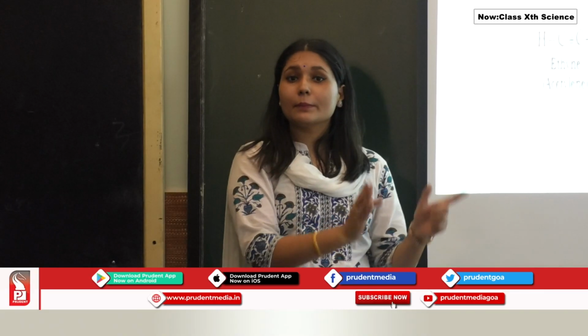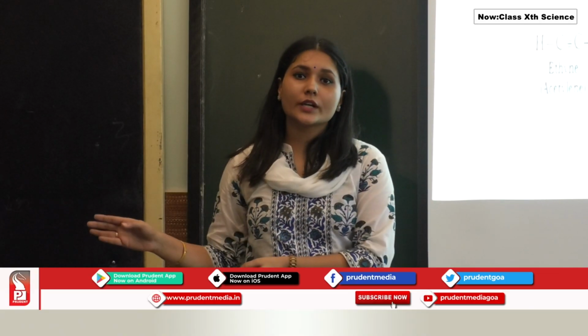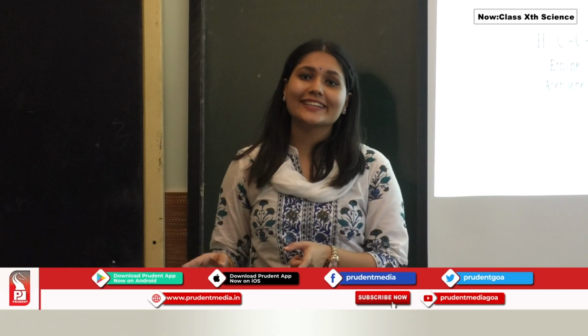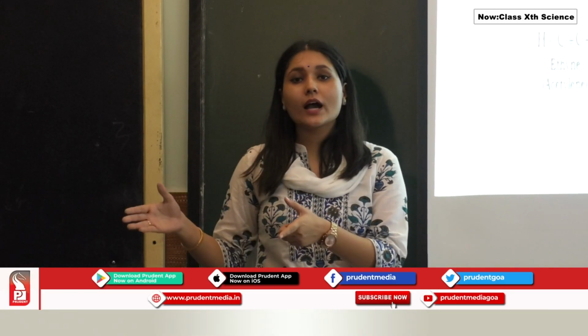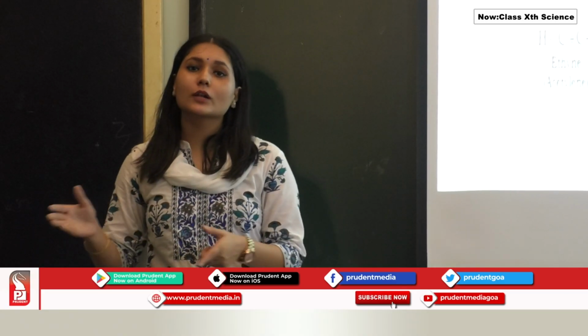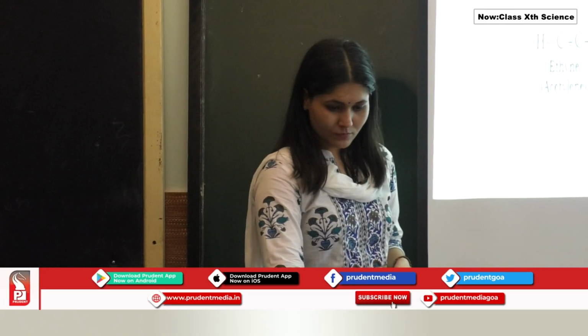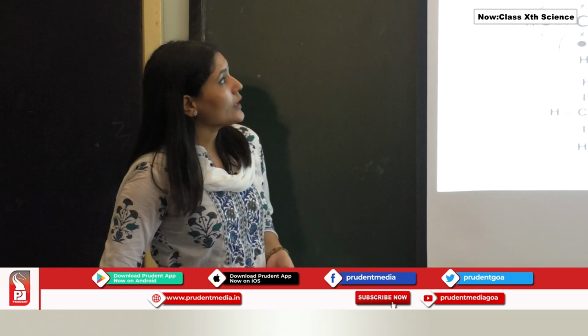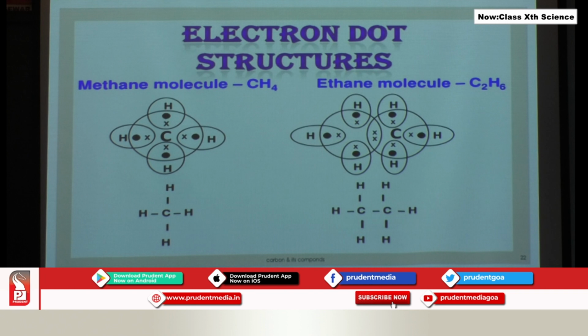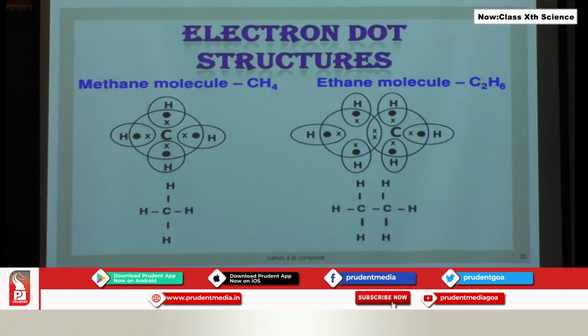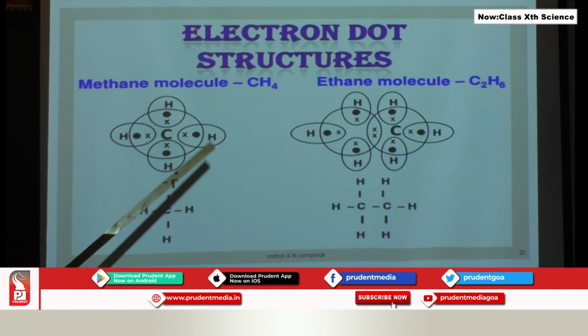Okay, they are made up of single bonds, and unsaturated hydrocarbons are called alkenes or alkynes. The 2 carbon atoms are bonded by a double or a triple bond. So now let us look at the electron dot structure of simple hydrocarbons. The first one that you can see is methane.